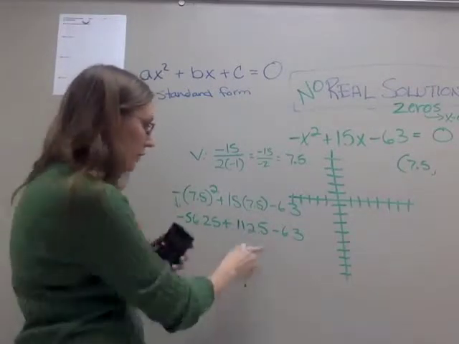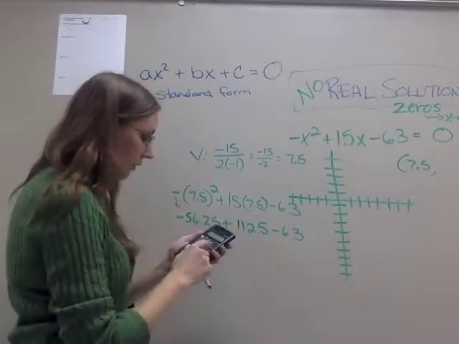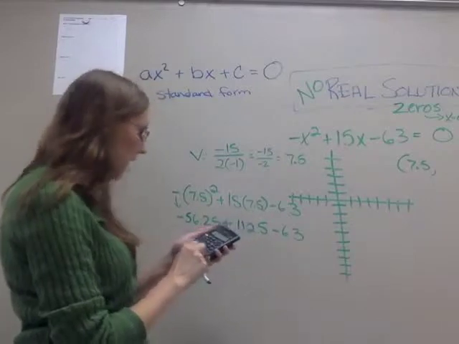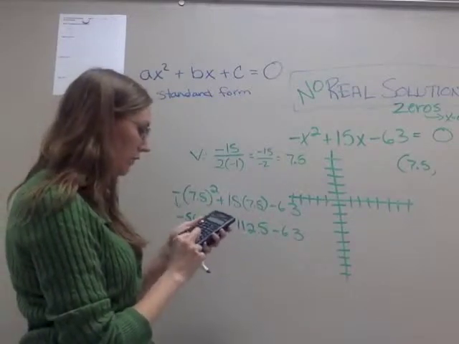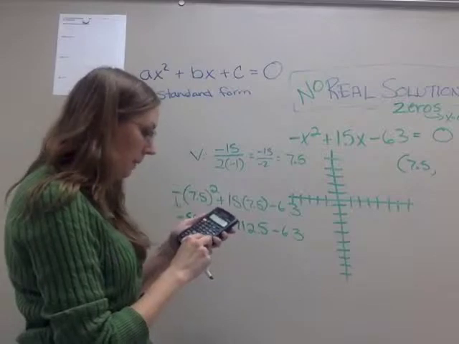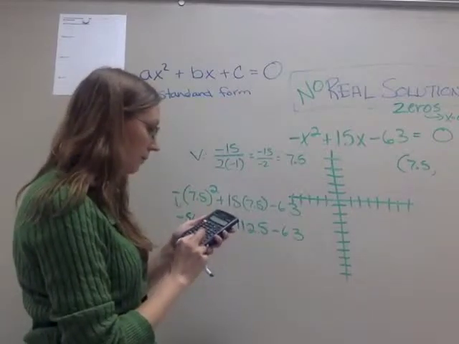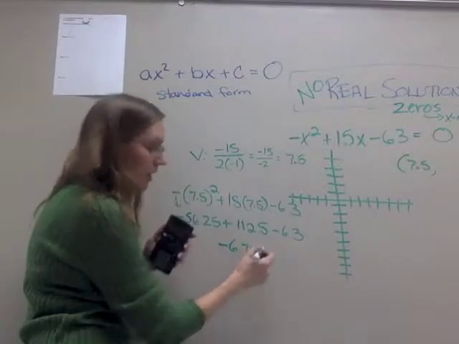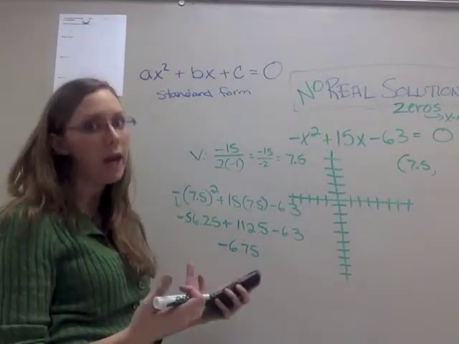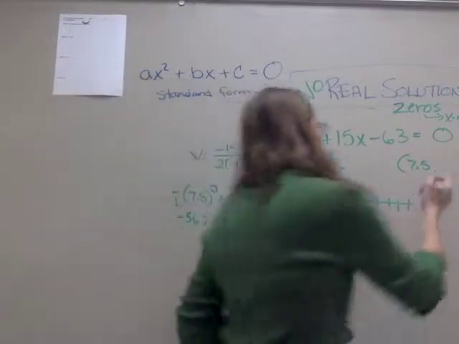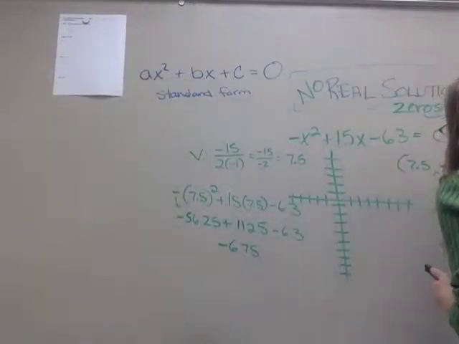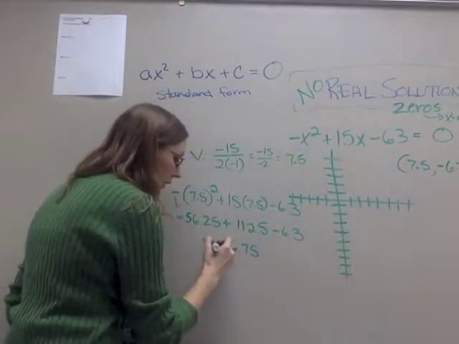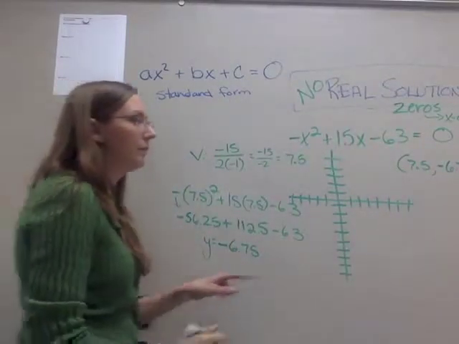So I'm going to start off doing this. I'm going to subtract this piece and this piece from it. So I'm going to clear it out. 112.5 minus 56.25 minus 63. My result is a negative 6.75. Again, it's a decimal, and that's okay. We can graph this point still. Negative 6.75, that's my y value.